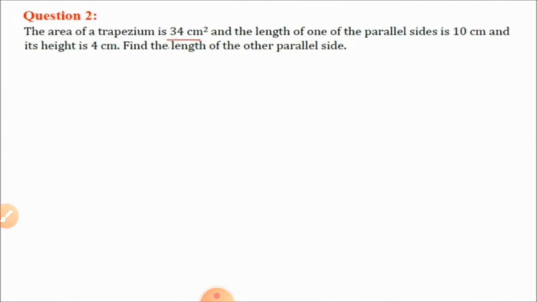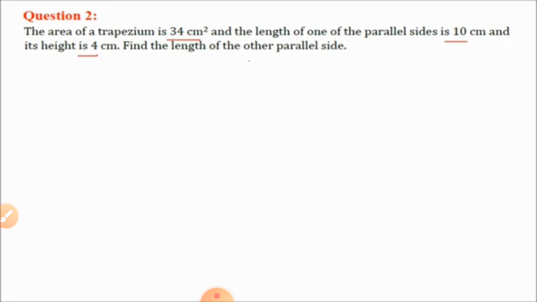Correct. Now look at question number 2. The area of a trapezium is given as 34 centimeter square and the length of one of the parallel sides is 10 centimeter and its height is 4 centimeter. Find the length of the other parallel side.